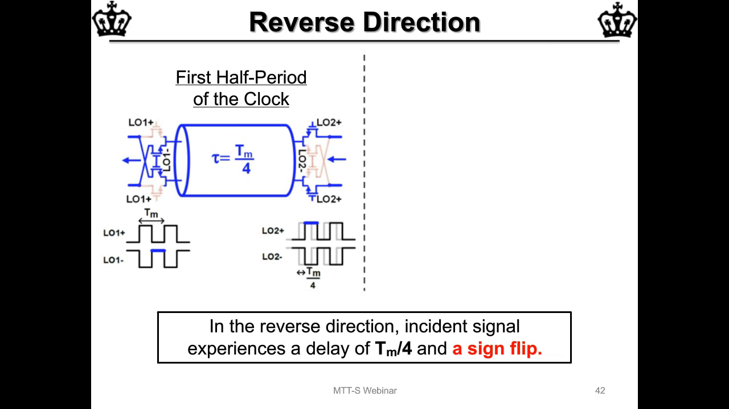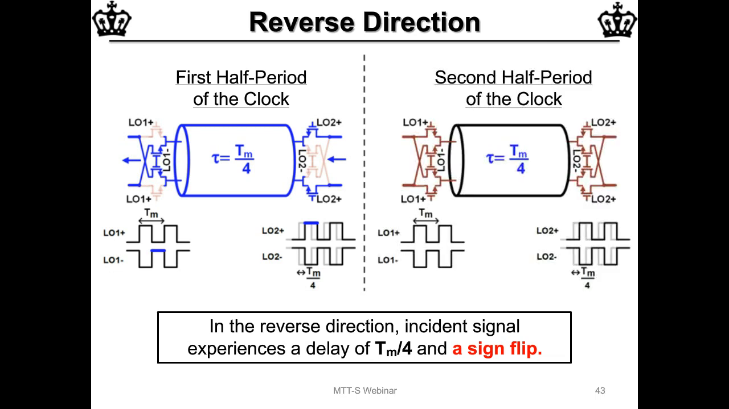And when you look at the second half period, first you enter with the sign flip, then you incur the delay of the line, and then when you get to the other end, the straight switches are on because these switches are leading compared to the right-hand side, and so you come out with no sign flip. So now in the reverse direction, you can clearly see that you pick up the delay of the line, but an extra sign flip in both halves of the clock.